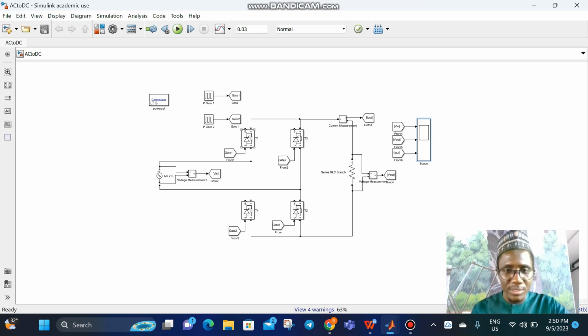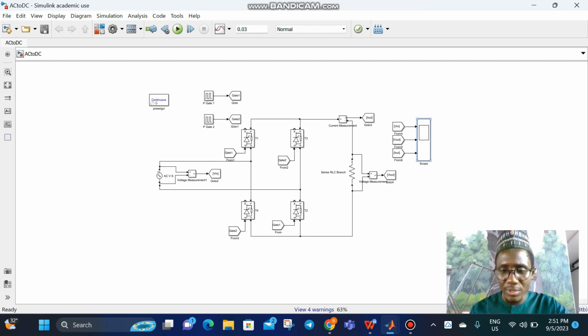As I explained before, T1 and T2 will conduct during the positive half cycle, while T3 and T4 will conduct during the negative half cycle. I also use a voltage measurement in parallel with this AC voltage in order to measure the input voltage. I also use a current measurement in series with the load resistor in order to measure the output current. I also use a voltage measurement connected in parallel with the load resistor in order to measure the output voltage.